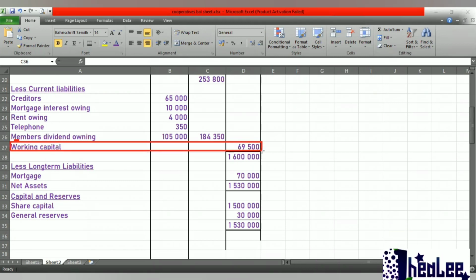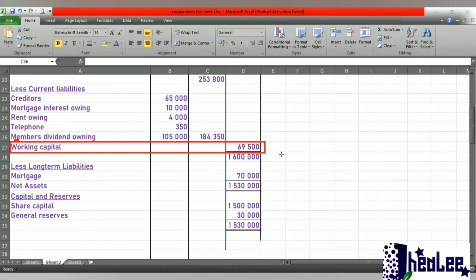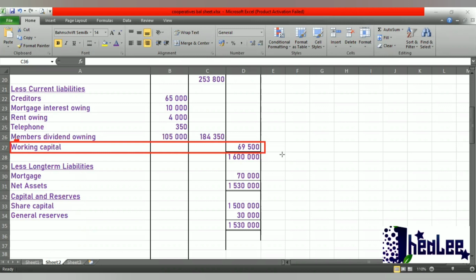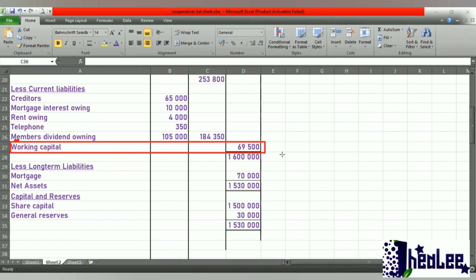So that working capital of 69,500 would determine if the business is able to meet its current liabilities. And yes, it is able to meet the current liabilities because our current assets value is greater than our current liabilities. So therefore, it means that if you should pay off your current liabilities now, there would still be $69,500 remaining in terms of current assets.